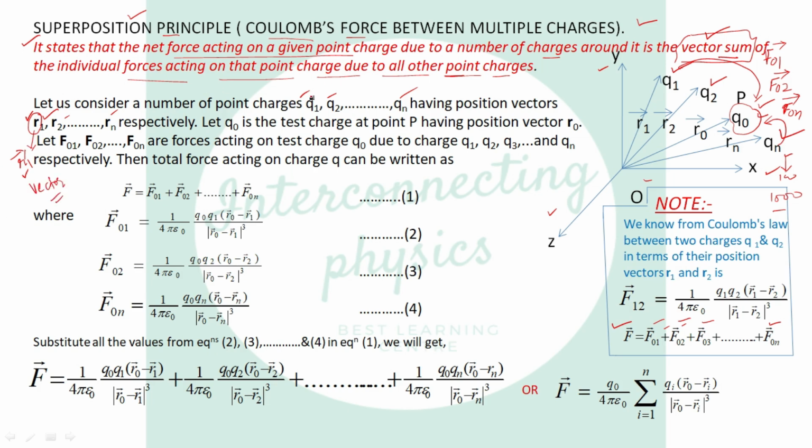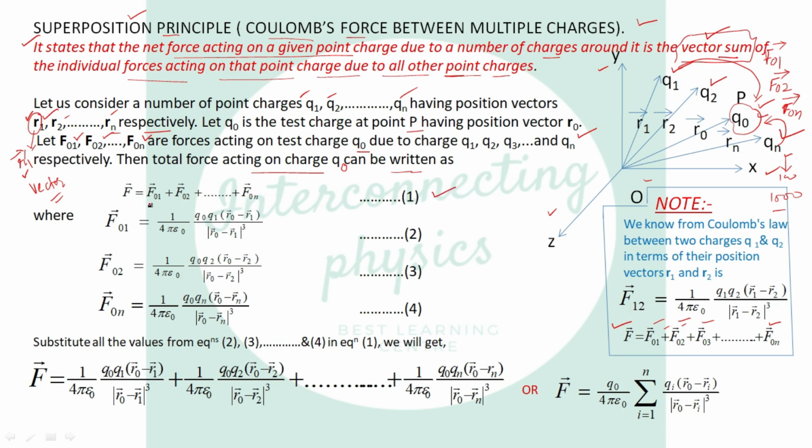So let us discuss. We have point charges Q1, Q2, Qn having position vectors R1 vector, R2 vector, Rn vector respectively. Let Q0 be the test charge at point P having position vector R0 vector. Let F01, F02, F0n be the forces on the test charge Q0 due to charges Q1, Q2 and Qn respectively. Then the total force on the charge Q0 can be written as F vector equal to F01 vector plus F02 vector plus up to F0n vector.